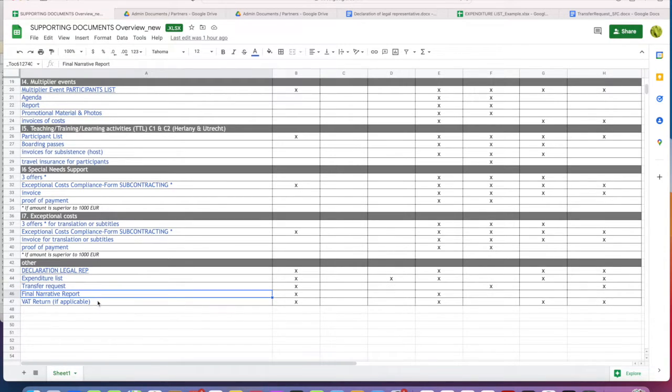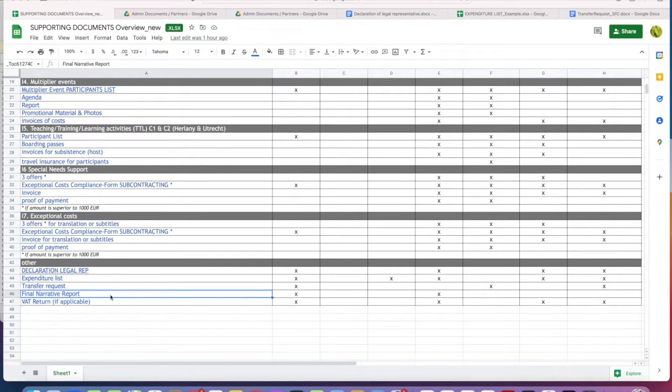The two last ones: final narrative report, there is no template, but we will send you one at the end of the project, and also probably there will be some narrative report linked to the progress report. So we will send you a series of questions we would like you to answer. They are about the impact, the local impact, for example, of the project.